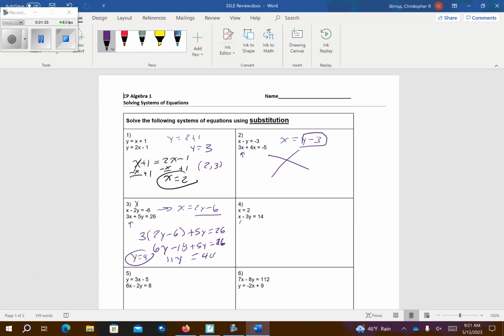So negative 2 times 4 is negative 8 minus 6. Add 2 to both sides. So I'm going to find that x is equal to 2. So my answer to this one is 2 comma 4.